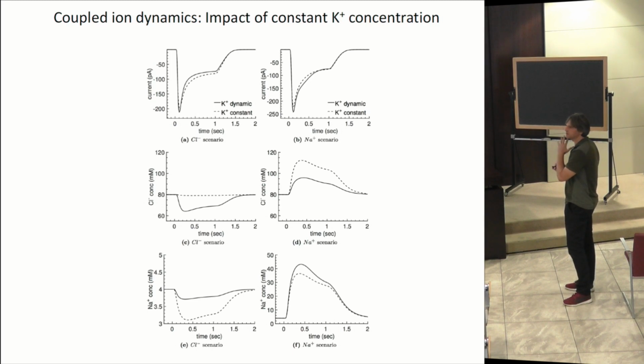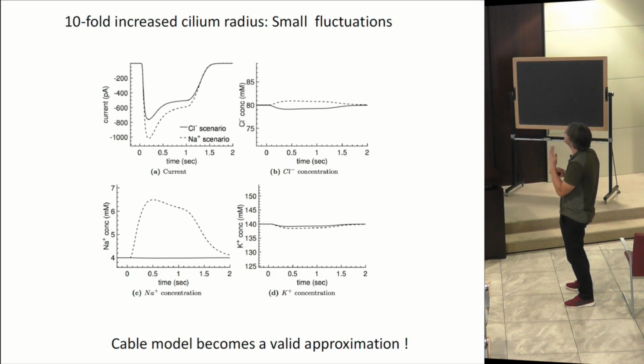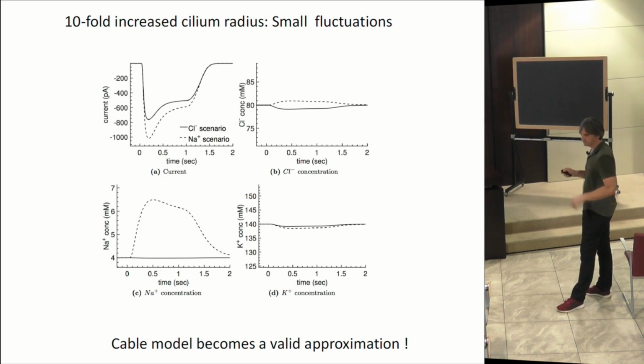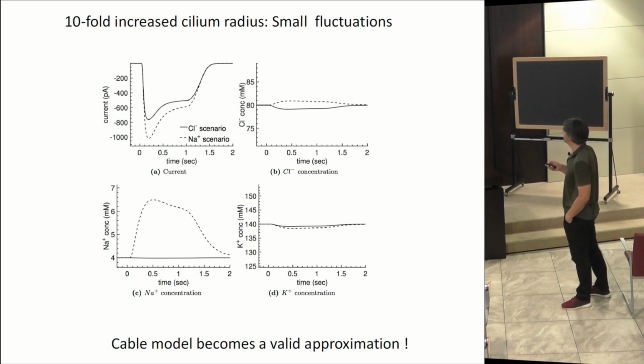It changes the dynamics of the other ions in such a small thing. Then you can say, okay, what if you now increase the radius tenfold? Of course, because the radius is increased, the surface is increased, so you have many more channels, and you increase the current. I didn't change anything, just the radius. Of course, you get much more current because the surface is tenfold larger.